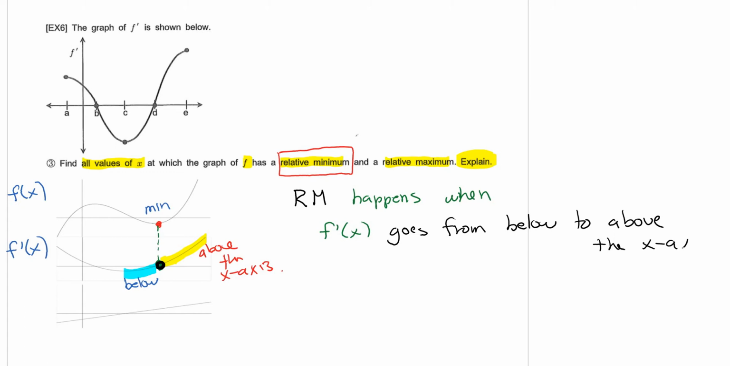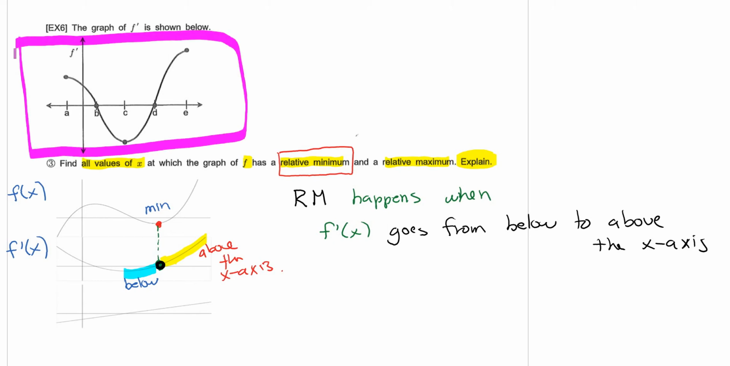So that's the justification, and now we need to find that pattern on the original question here, which I'm boxing there in purple. So I believe that answer has to be the point D, because that's my x-intercept, and I'm going from below to above, right? So the relative minimum happens when x equals D.